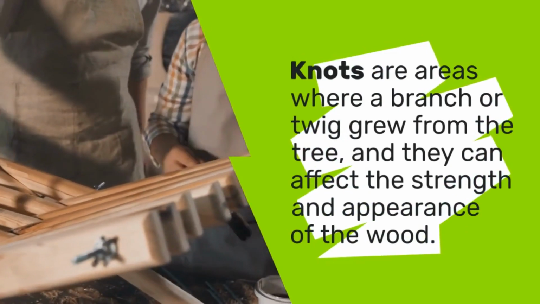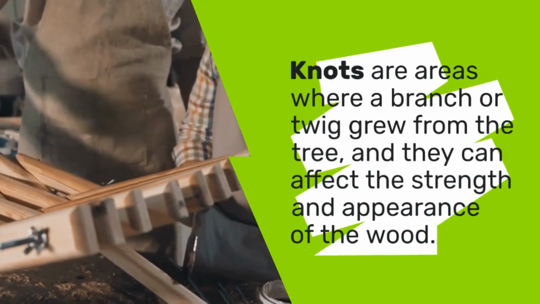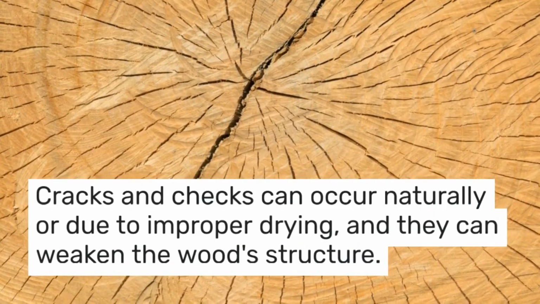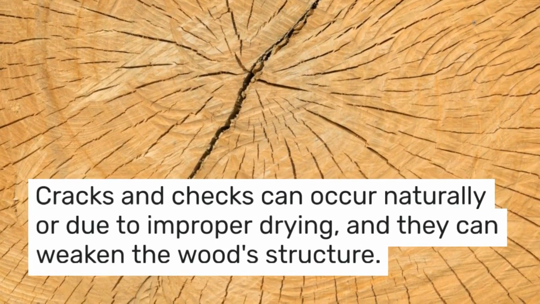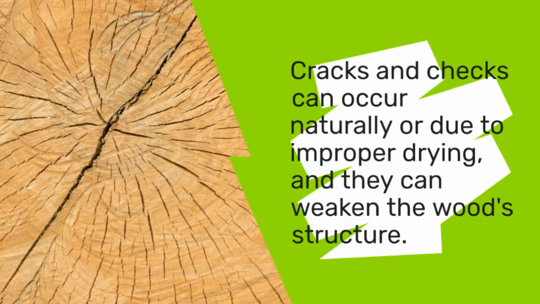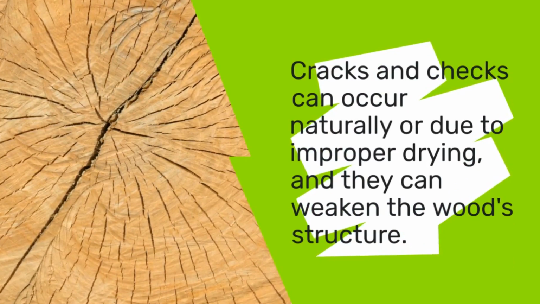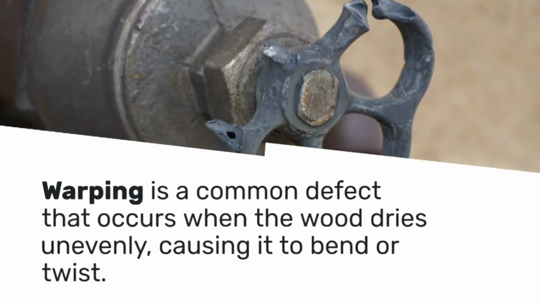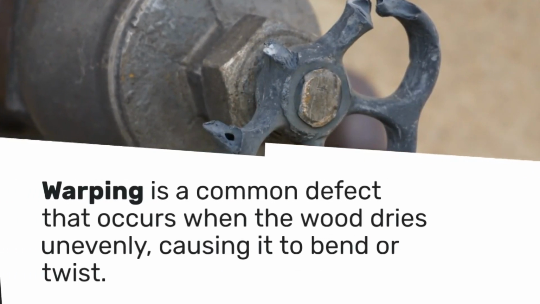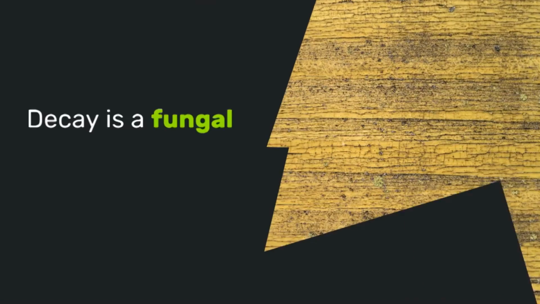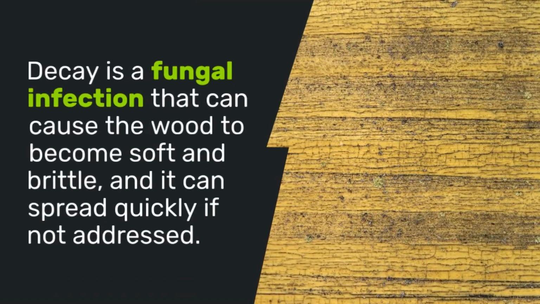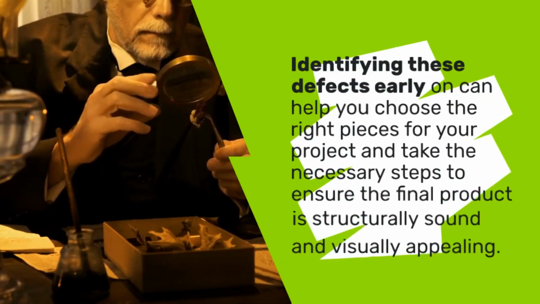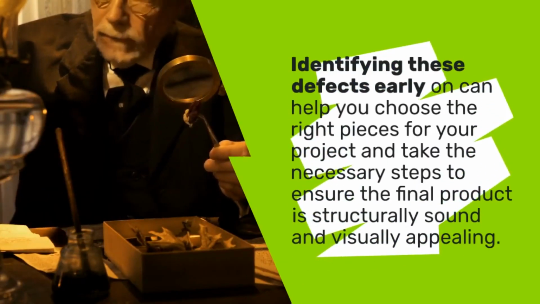Knots are places where a branch or twig grew from the tree, and they can affect the strength and appearance of the wood. Cracks and checks can occur naturally or due to improper drying, and they can weaken the wood structure. Warping is a common defect that occurs when the wood dries unevenly, causing it to bend or twist. Decay is a fungal infection that can cause the wood to become soft and brittle, and it can spread quickly if not addressed. Identifying these defects early on can help you choose the right pieces for your project and take the necessary steps to ensure the final product is structurally sound and visually appealing.